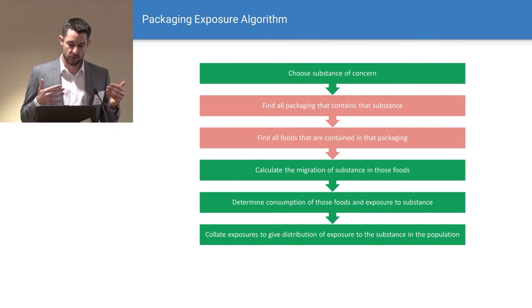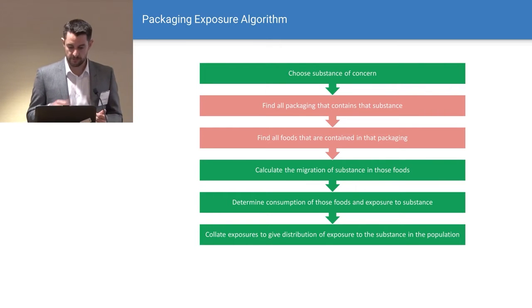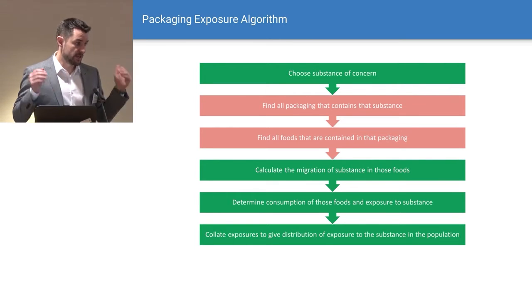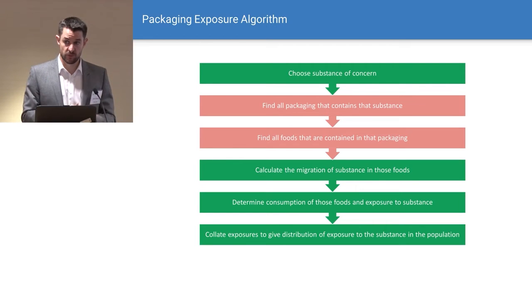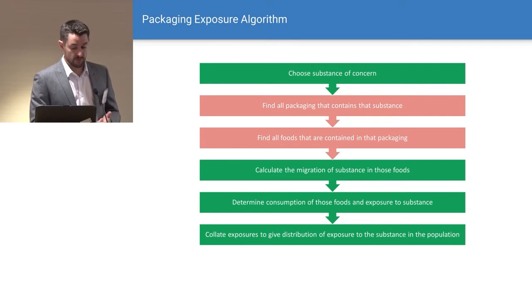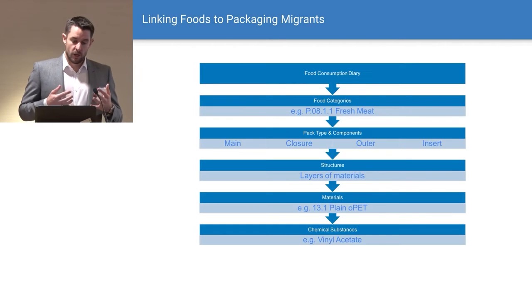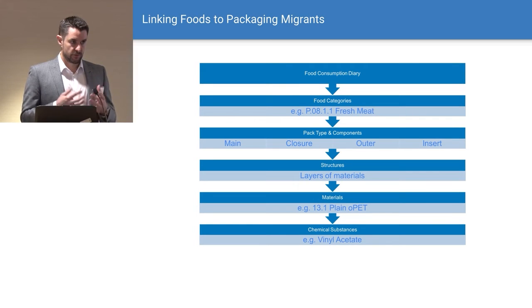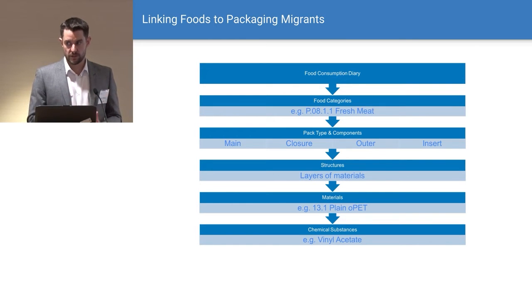How do we know what packaging contains a given substance, and how do we know what foods are contained in that packaging? So we want to link, basically, given that somebody consumes a food, we want a probability or likelihood that that food contains a substance of concern, and we want to know what the level or the concentration is. So we took all the food consumption data for the countries in Europe that we were looking at, and we recoded it into a system that was targeted at food packaging use.